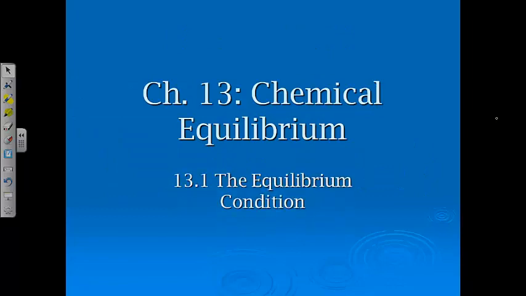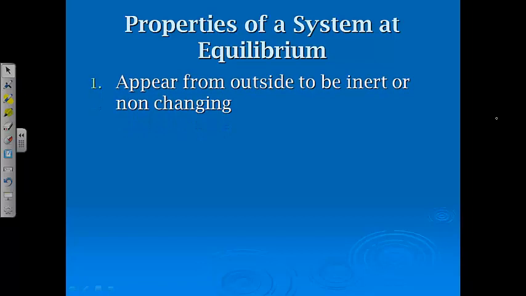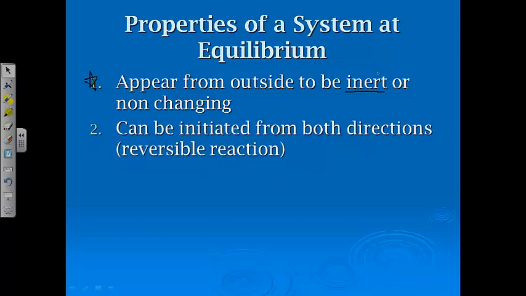All right, now for equilibrium, the first thing we have to do is define the equilibrium condition. Some properties of a system at equilibrium: it appears from the outside to be inert or non-changing. So from the outside, you don't visibly see any changes. It can be initiated from both directions, and this is the idea that, in reality, when we're talking about chemical equations, we can treat them all as being reversible.